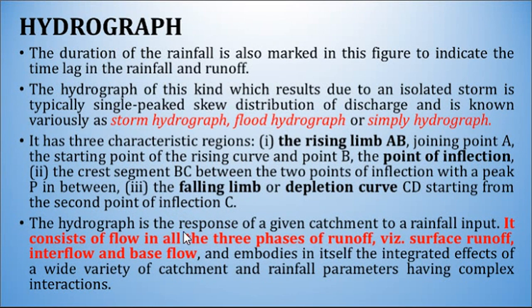The hydrograph is the response of a given catchment to the rainfall input. If a catchment is given rainfall, how the catchment behaves, the output is nothing but the hydrograph. It consists of flow in all three phases of runoff, with surface runoff, interflow and base flow, and embodies in itself the integrated effects of a wide variety of catchment and rainfall parameters having complex interactions.